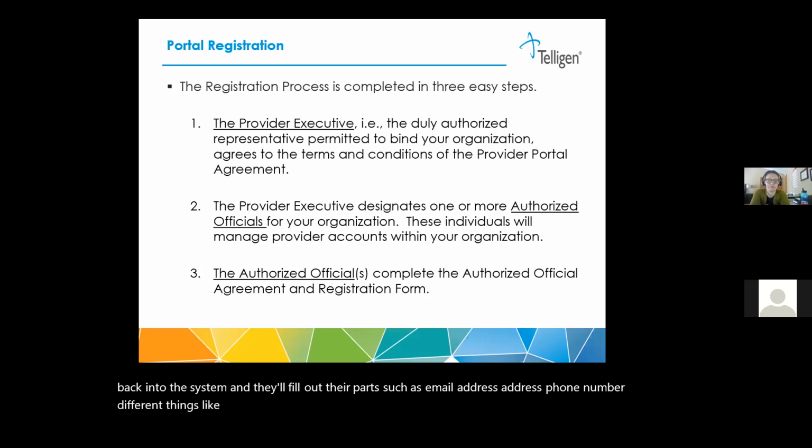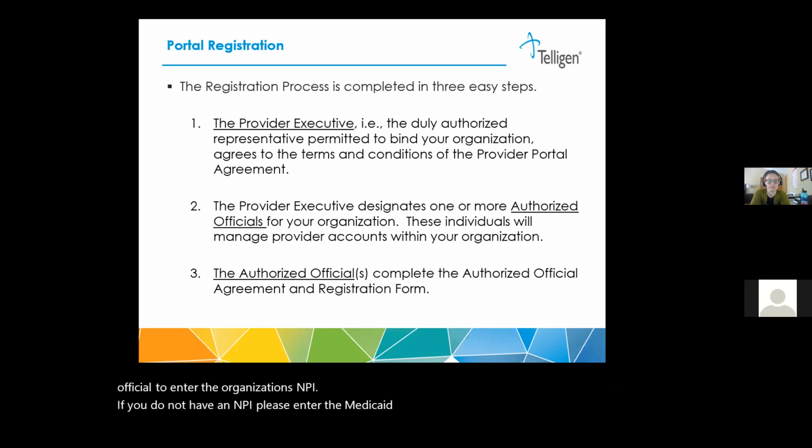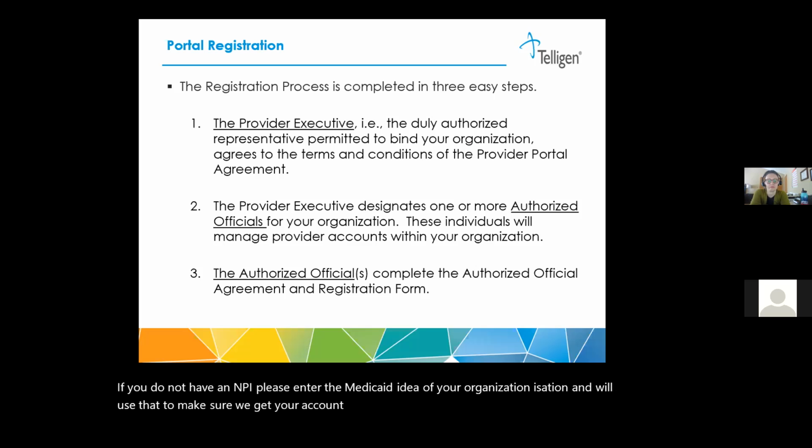One thing to note, the form does ask that authorized official to enter the organization's NPI. If you do not have an NPI, please enter the Medicaid ID of your organization, and we'll use that to make sure we get your account set up. If we have any questions or any problems going through that process from that Medicaid ID or the NPI that you provide, we will reach out to you through email and make sure we have everything clarified and that we have you set up correctly.